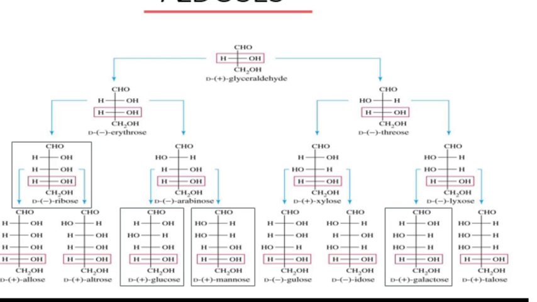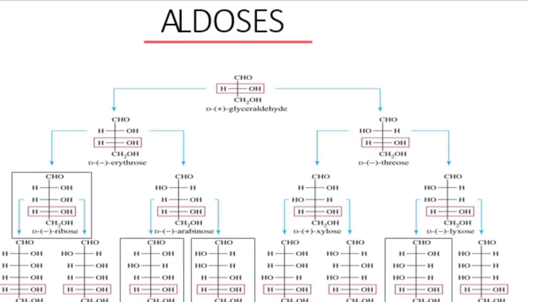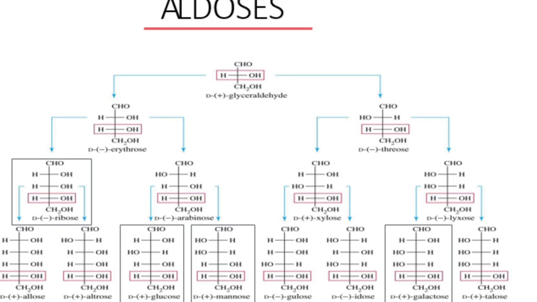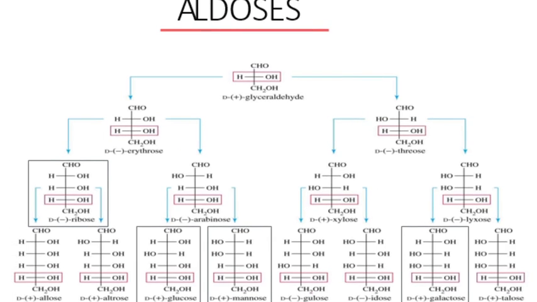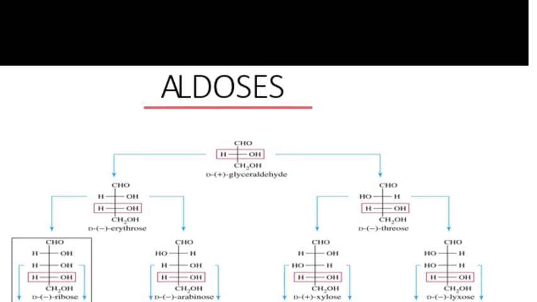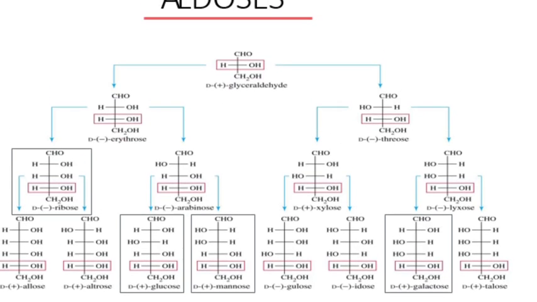So these are the structures of your aldoses. Since these are your aldoses, all of them contain your CHO. But the most important of them would be your hexoses, because your hexoses would be one of our components in making energy. It is one of our precursors in our reactions.